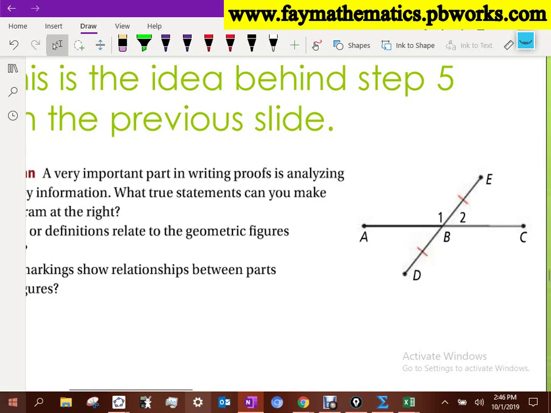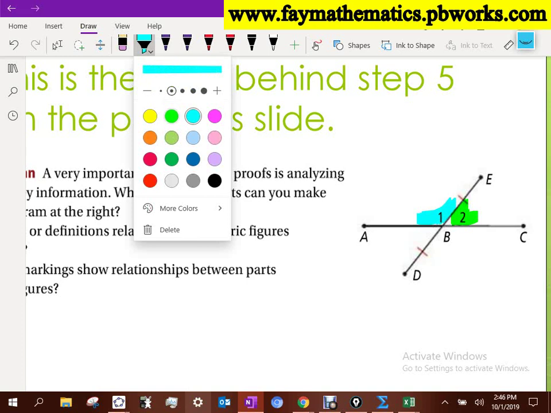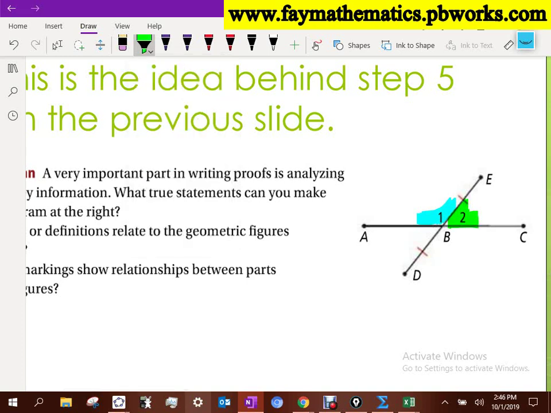If I look at angle 1 and angle 2, what kind of angles are 1 and 2 together as a pair? Do they form anything together as a pair that might be useful to us? Great. Now what do you mean by supplementary? They're going to add up to 180. So the argument here, and you are 100% right.